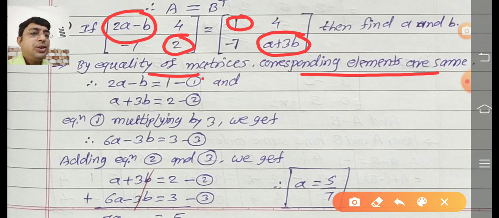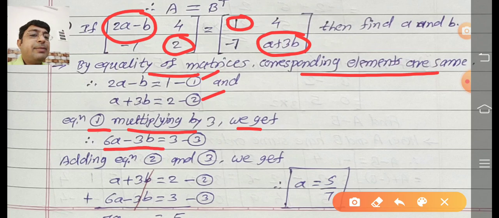So these two equations are linear, simultaneous type of equations. So solve them, as you already learned in standard 10. So equation 1 multiplied by 3, we get 6A minus 3B is equal to 3. This is equation number 3, and compare with equation 2. The coefficient of B is the same, 3 and 3, having plus and minus signs. So adding equations 2 and 3, we get.